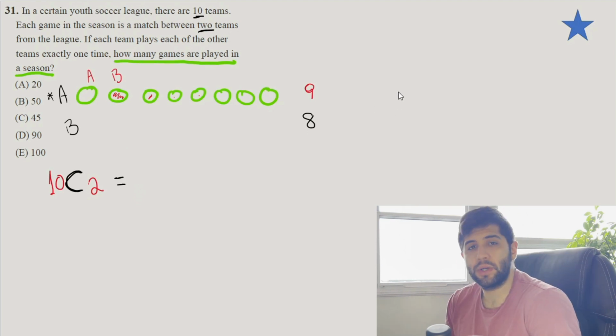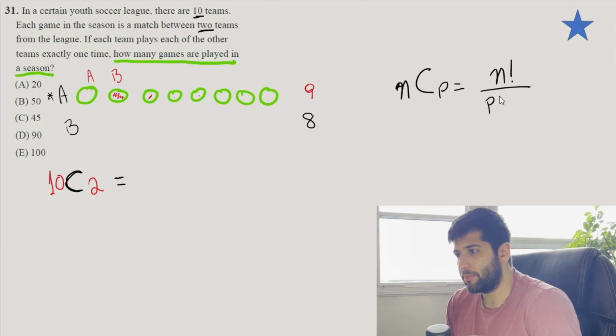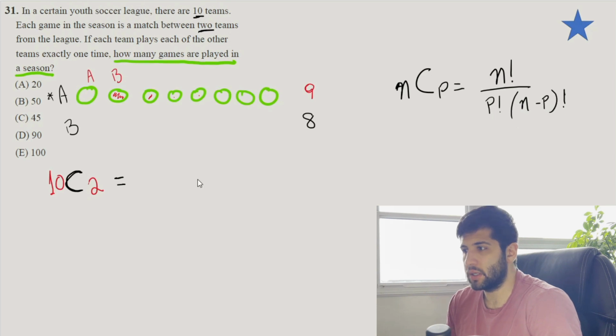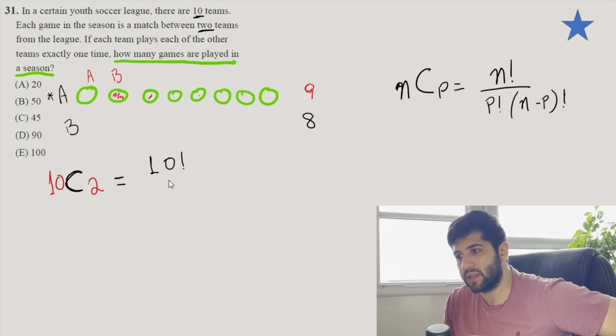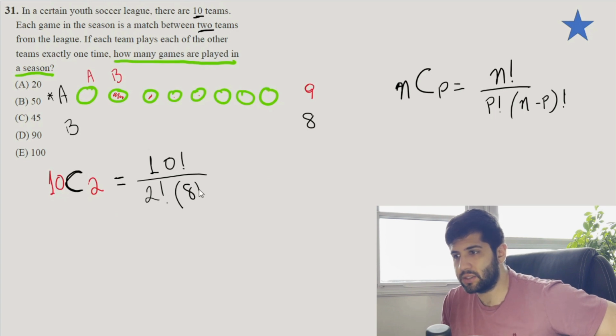And here I'm going to write this equation. My formula is the combination of n taken p at a time: n factorial over p factorial times n minus p factorial. So if we go back and substitute all this information, we have 10 factorial. How many I'm going to select is 2. And here it's n minus p, 10 minus 2, 8 factorial.